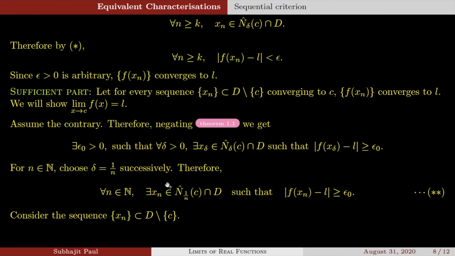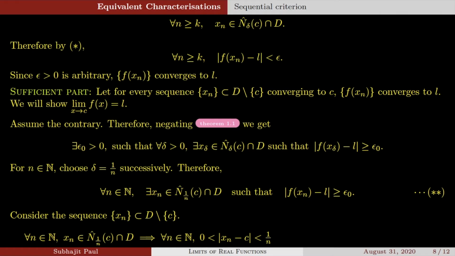Consider the sequence xn thus generated, this x1, x2, x3 and so on. Of course, these xn's are coming from the deleted neighborhood of C, so none of them can be C, and they are coming from the intersection with D as well. So this sequence is coming from D minus C. All the points are coming from D, none of them is C.